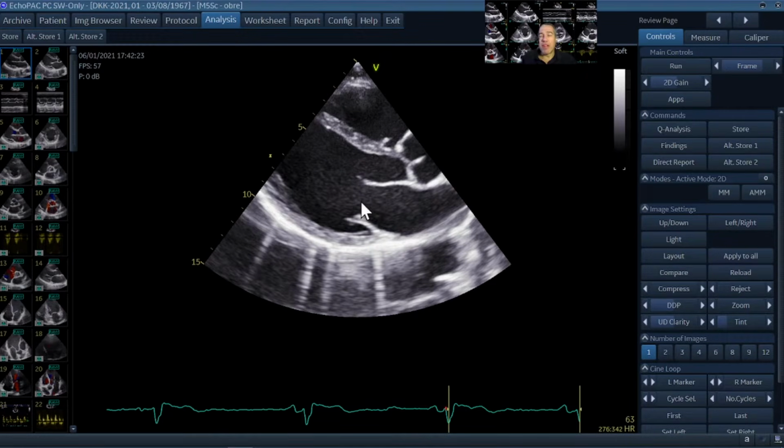Closure of the mitral valve is already the start of the pressure build up in the left ventricle and is a part of systole. So I would define this as the end diastolic image, and this corresponds well to a frame very early in the QRS.